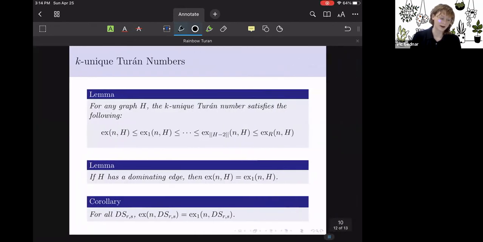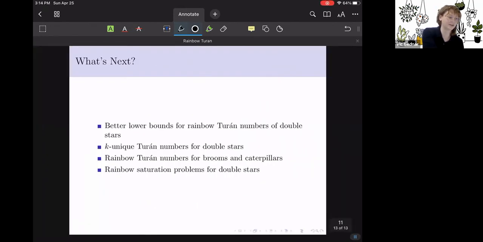I think I'm just about out of time, so I'll just come here and talk about what's next. Improving the lower bounds for the rainbow Turán numbers of double stars. All we have so far is the observation using Vizing's theorem, which you don't get as much mileage out of as you'd want to, and the traditional Turán number, and in some cases construction. But we need to find tools to get better lower bounds for these rainbow Turán numbers of double stars.